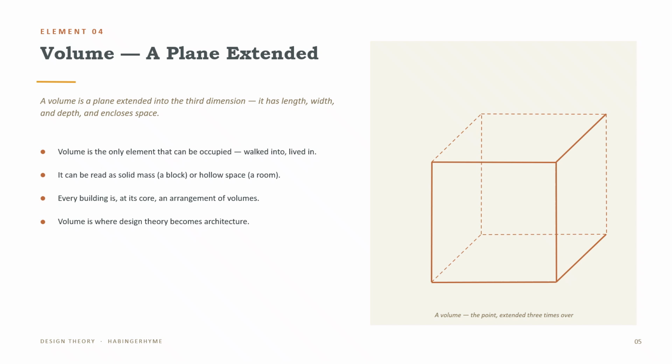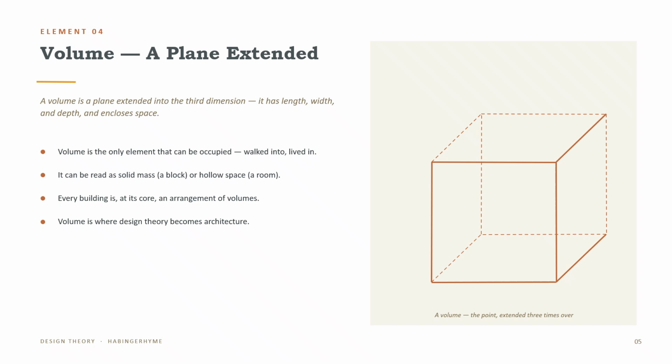This is the only element you can actually walk into, and a volume can be read two ways: as a solid mass, like a block of stone, or as a hollow void, like a room. Underneath all the detail, every single building you have ever designed is an arrangement of volumes. This is the moment where abstract design theory becomes architecture.